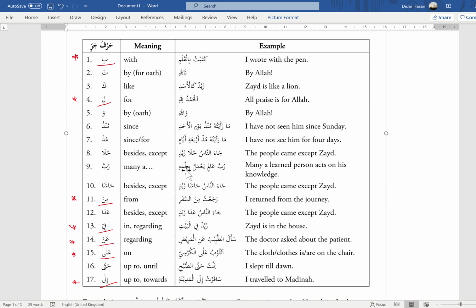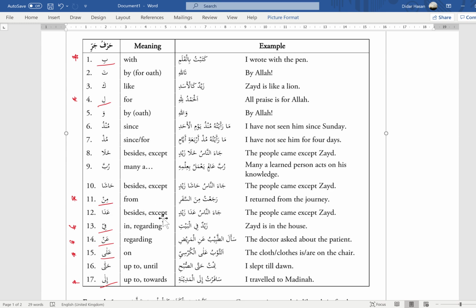So rubba means many. I'm not going to read through all of them because you can read them yourself afterwards. Hasha means besides except. Hasha Zaydin, an example. Okay. And then we have min. So min is a very important one. You need to be able to recognize it immediately. So raja'atu minas safari. So I returned from the journey. So min is the harful jar over here, and the safari has a kasra because it's majroor, meaning the min harfu jar is giving the next word, which is majroor, a kasra.